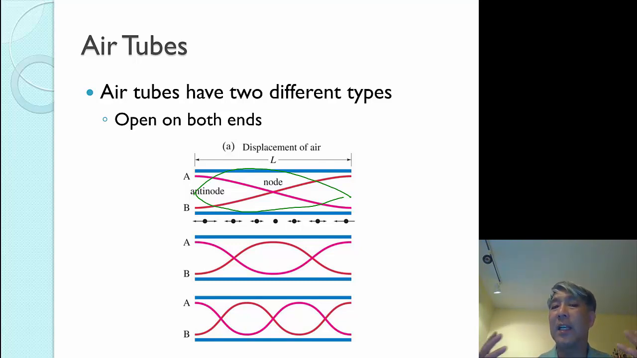Okay, mathematically, it's pretty much the same as a string. In the first one, I have one full I. In the second one, two full I's, and then three full I's, etc. But it's important to know that a half an I corresponds to only a quarter of a wavelength.